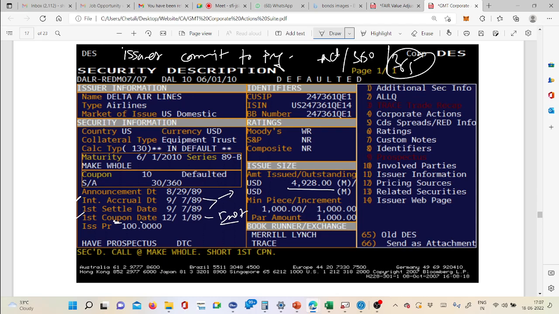If you're paying the principal, which is this $1,000, along with that, if you're paying the interest amount as well, it means this is a dirty price for you. If this bond is getting settled with only principal or par, then that would be a clean price for you.